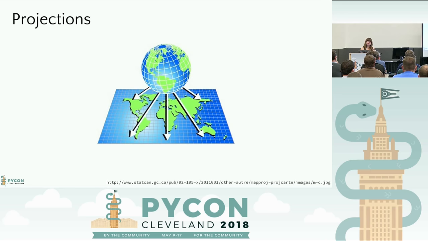Then from there, you can flatten it out in different ways, make it a flat surface. No matter how you do this, you're going to have some kind of distortion. If you imagine taking a grapefruit and peeling it off, flattening it out, it's going to look funny. There are going to be problems. That's the same kind of thing that your flat maps of the Earth have to deal with.